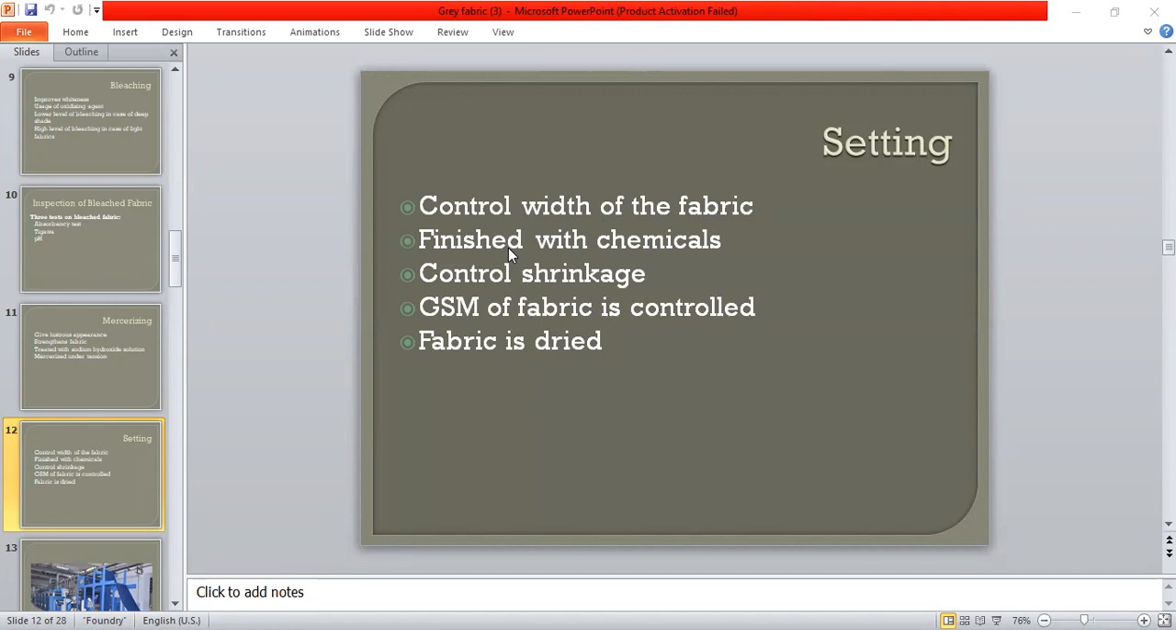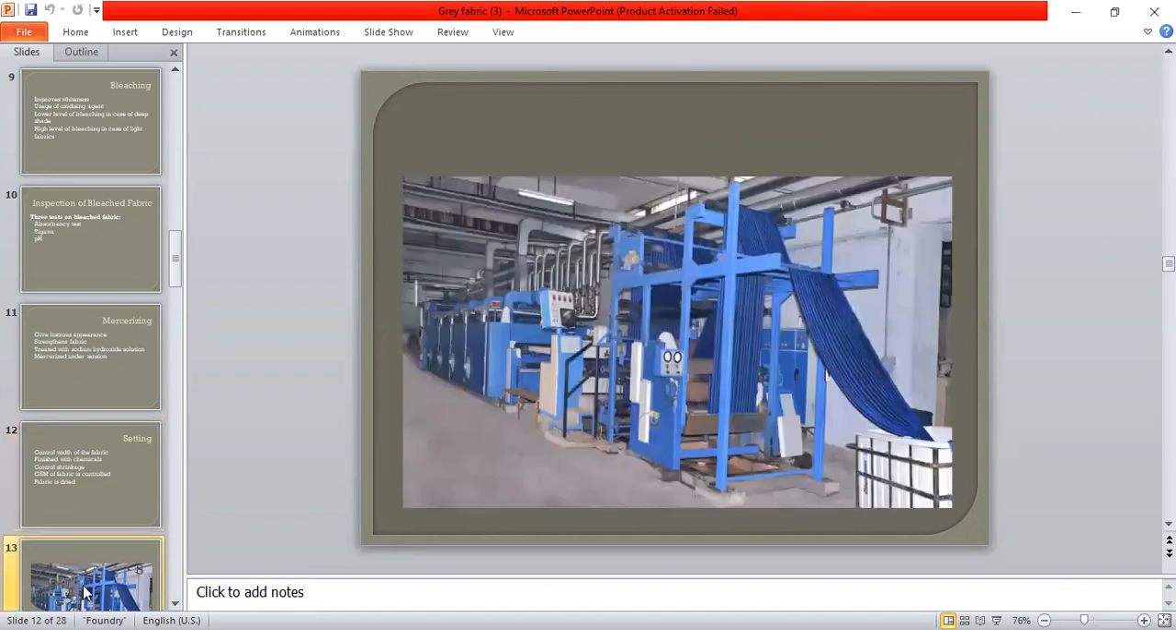The setting of fabric is usually done on the machine which is known as the stenter machine. Stenter is used for open form fabric. This is the image of this machine. This is the stenter machine.